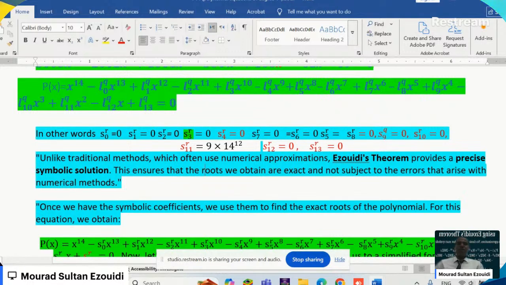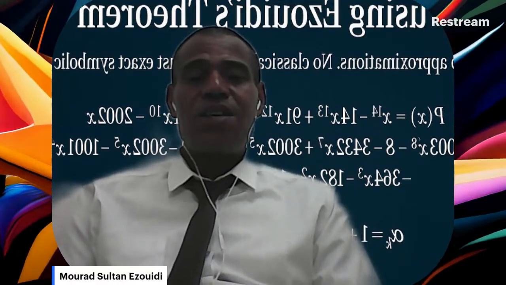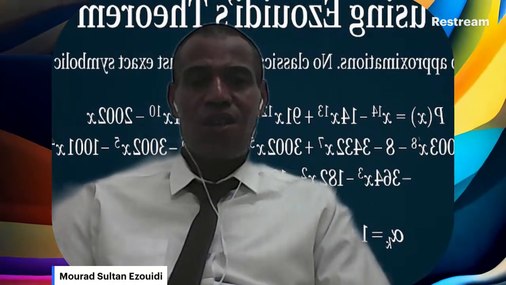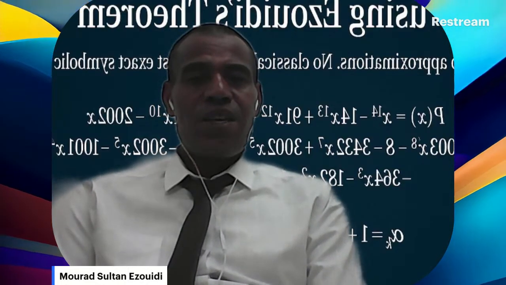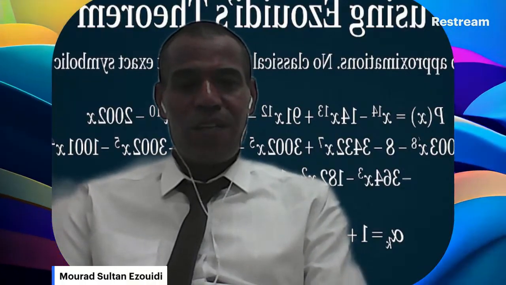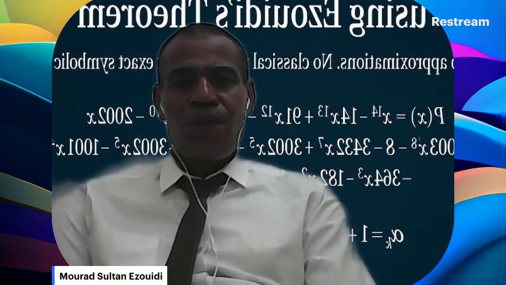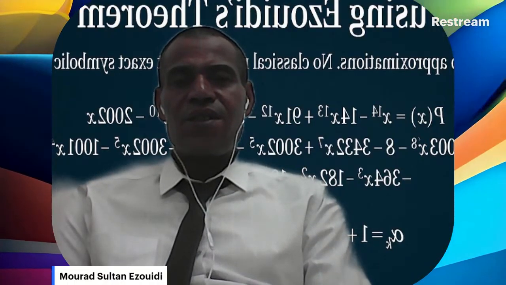Unlike traditional methods, which often use numerical approximations, Ezouidi theorem provides a precise symbolic solution. This ensures that the roots we obtain are exact and not subject to the errors that arise with numerical methods. Once we have the symbolic coefficients, we use them to find the exact roots of the polynomial. For this equation, we obtain, in fact, the following.